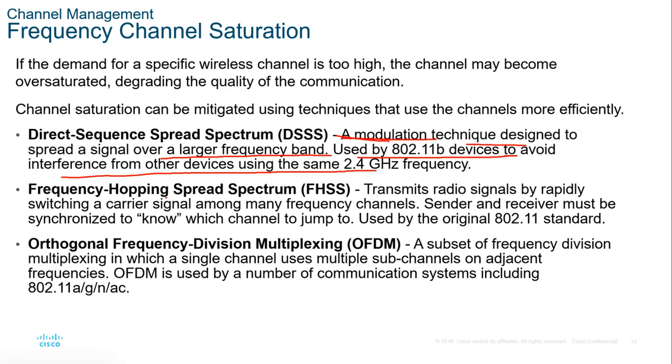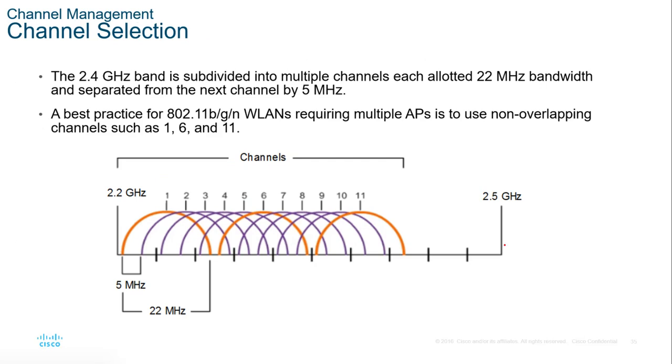Then when it comes to frequency hopping spread spectrum, it transmits radio signals by rapidly switching a carrier signal among many frequency channels. The sender and receiver must synchronize to know which channel to jump to. Okay, so please read through the description of that. Okay, the channel selection.